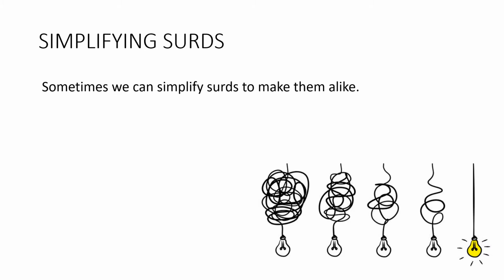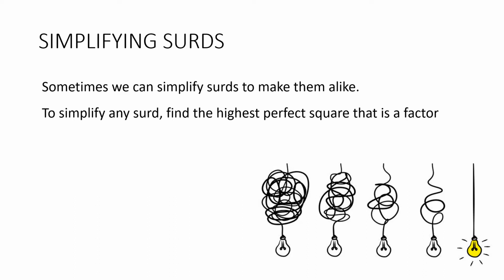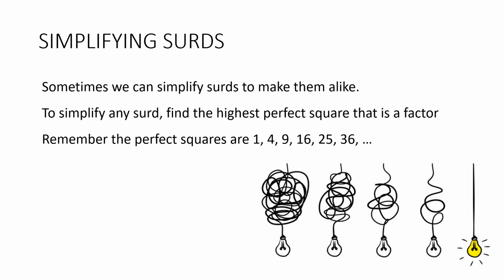Now sometimes we can simplify surds to make them alike. And to simplify, all we do is find the highest perfect square that is a factor. Remember, the perfect squares are 1, 4, 9, 16, 25, 36, etc. Or 1 squared, 2 squared, 3 squared, 4 squared, 5 squared, 6 squared.